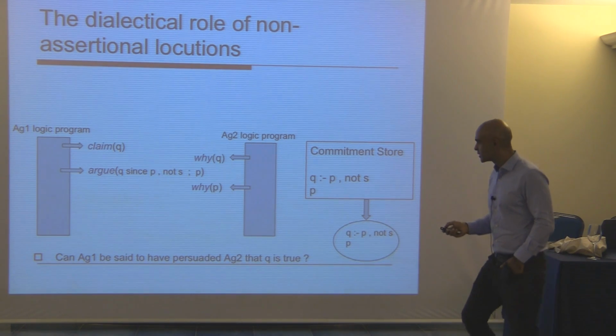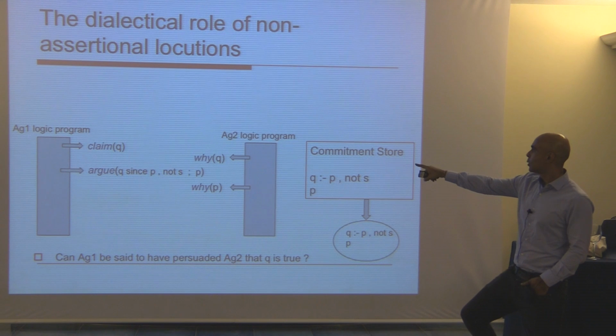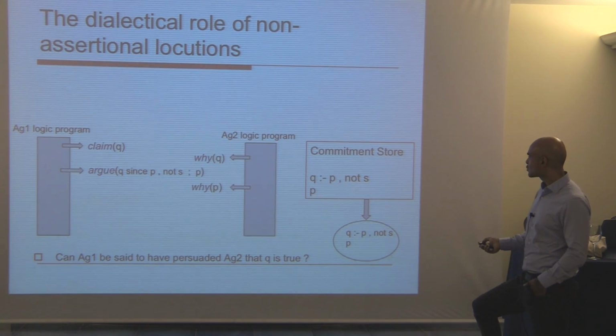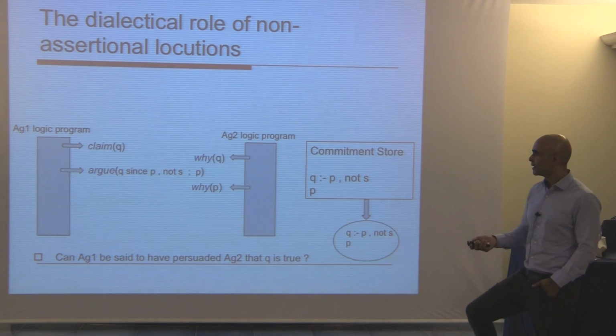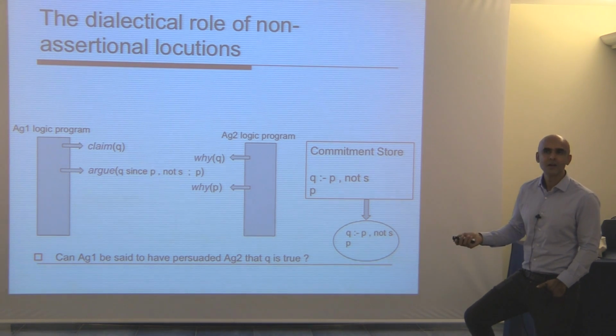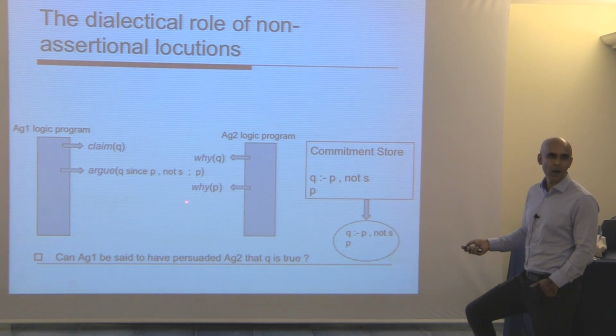At this stage, we've got Q, the rule Q if P not S, and P. Agent 2 says why P. But if we construct the argument framework, we just get a single argument for Q: Q since P not S and P. But can agent 1 be said to have persuaded agent 2? No, because there's a burden of proof on agent 1 to justify why P is the case.